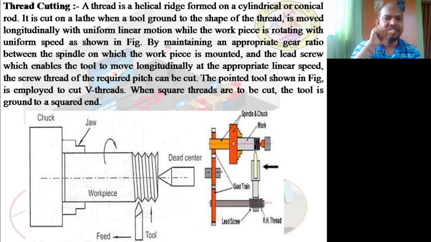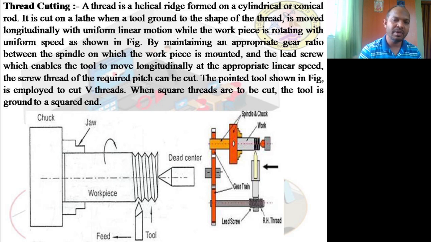The screw thread of the required pitch can be cut. The pointed tool shown in the figure is employed to cut V threads. So, depending upon the nature of the threads that we are looking for, the respective tool will be used. When square threads are to be cut, the tool is ground to a squared end. Is that clear?